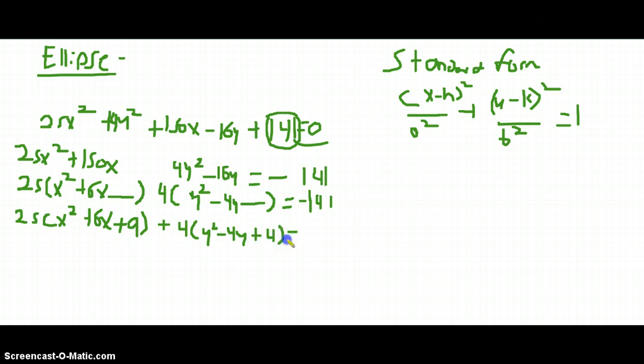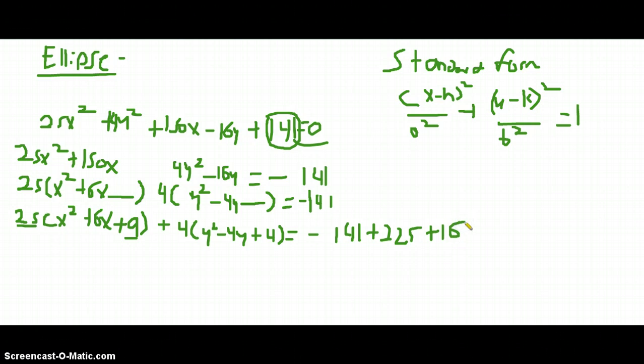Parentheses equals, now it won't be negative 141 anymore. The reason it won't be negative 141 anymore is because what we do on this side we have to do on the other side. So what we did on this side was, instead of just adding the mere 9, we have to do 25 times 9, and 25 times 9 is 225. So it will be negative 141 plus 225. And then we also did this with the y. We did 4 times 4, which is 16. So plus 16.